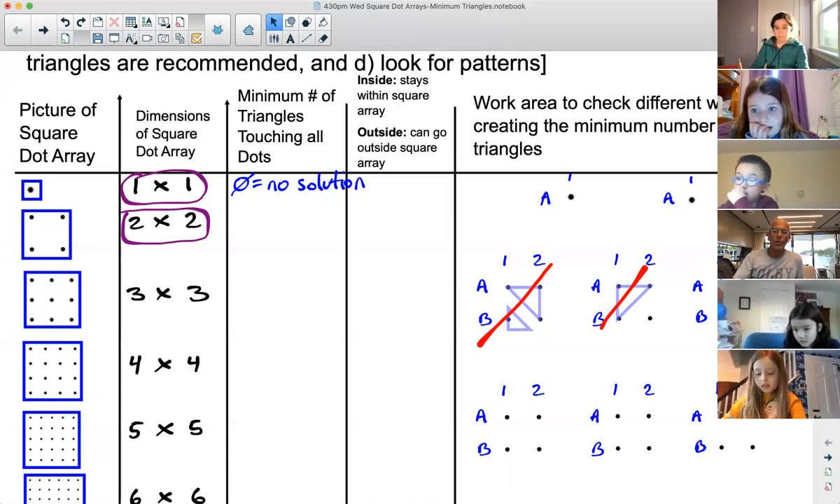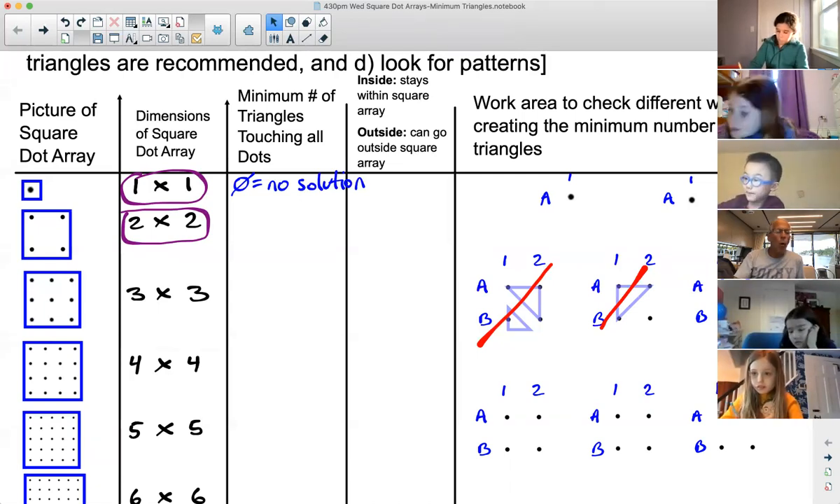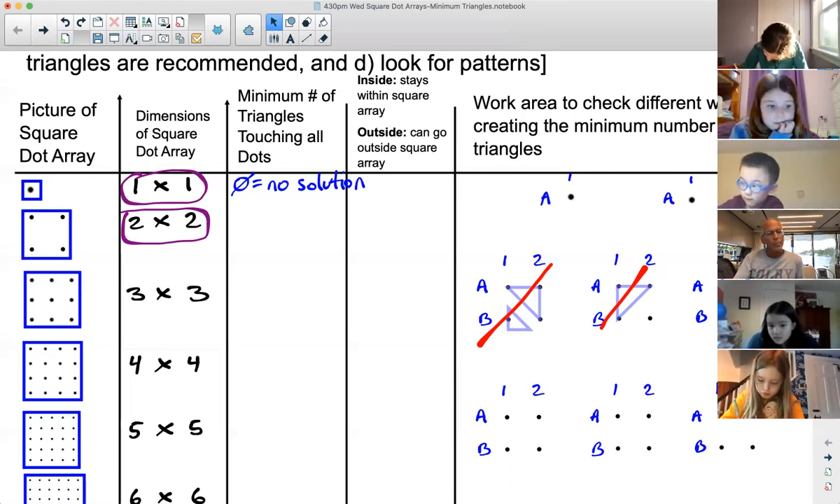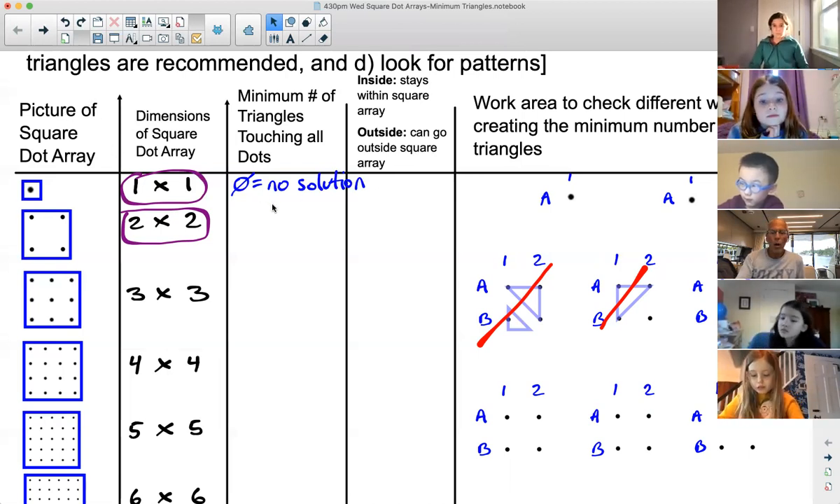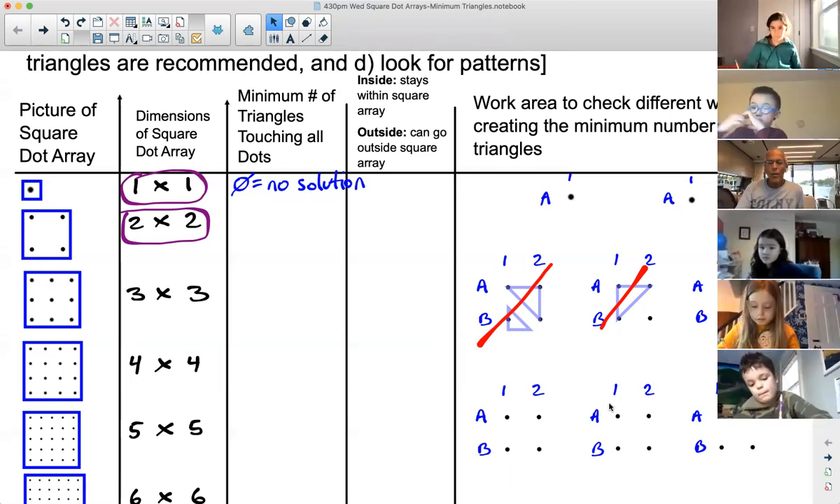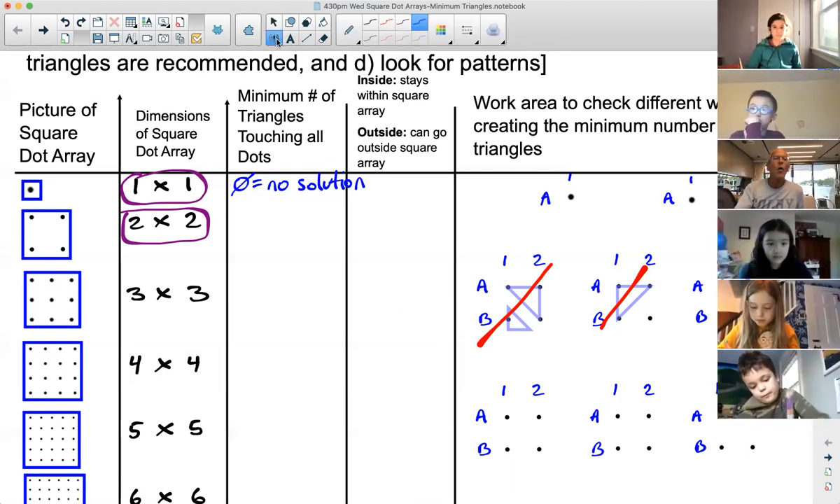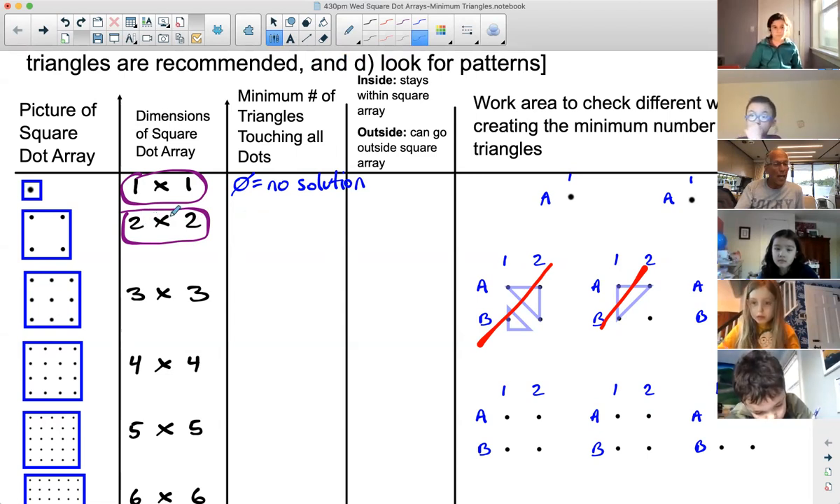Do you see what we just did? We created one isosceles right triangle that touched all four points. Alexander? For a second, one part of the triangle wasn't touching A2, and I was about to say, wait a second, it's not actually touching all the dots. So I had to move it slightly.